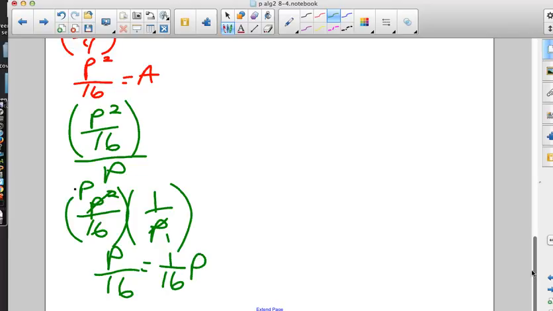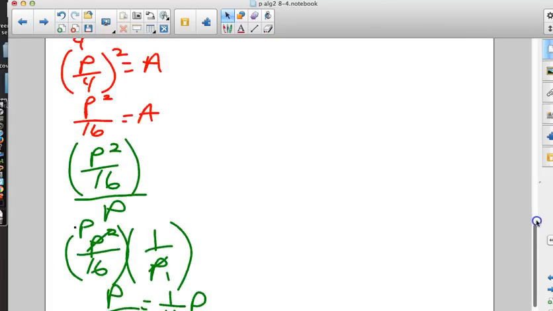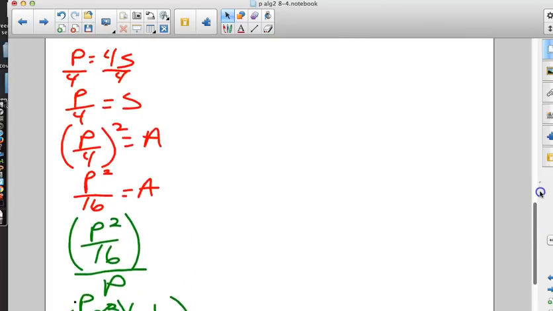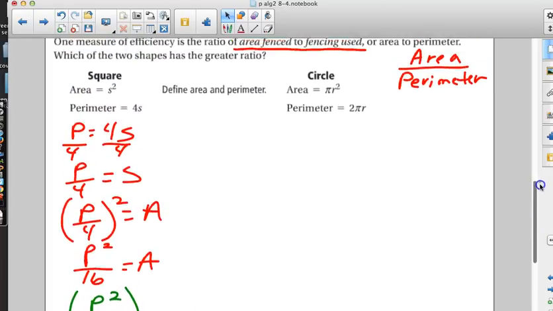I really want to think of that as 1/16 of the perimeter. So that'll give me something to compare to. And now what I have to figure out is, well, what does the other formula do to the perimeter? And the other formula happens to be a circle.